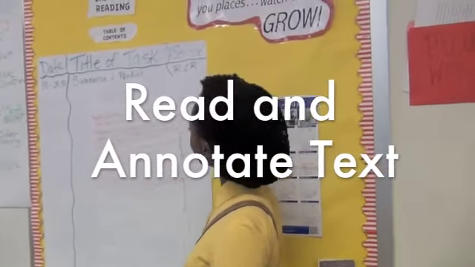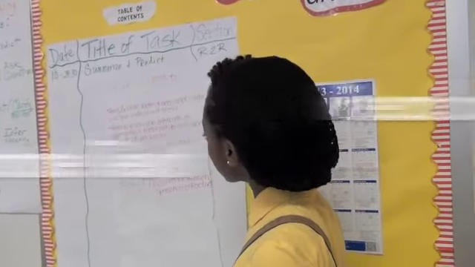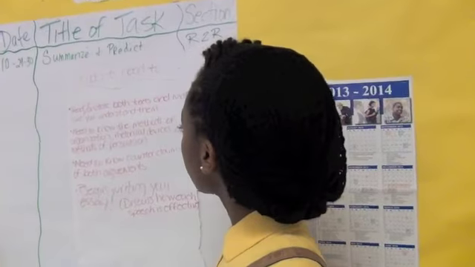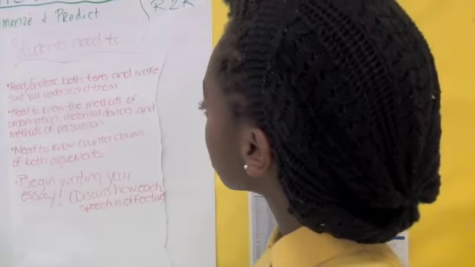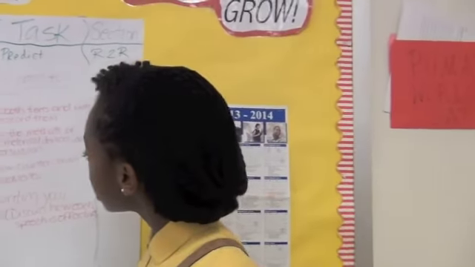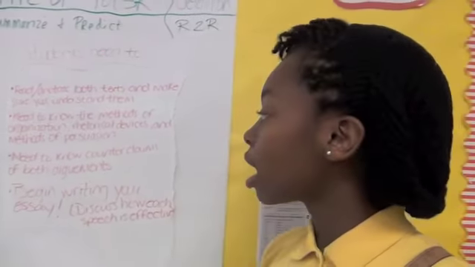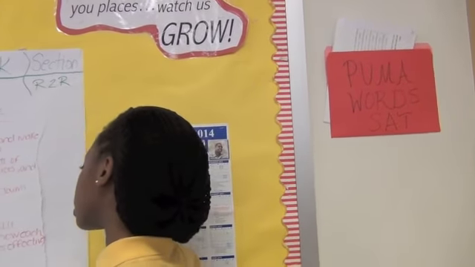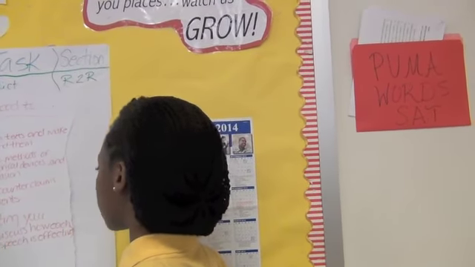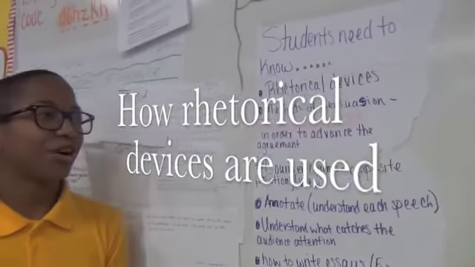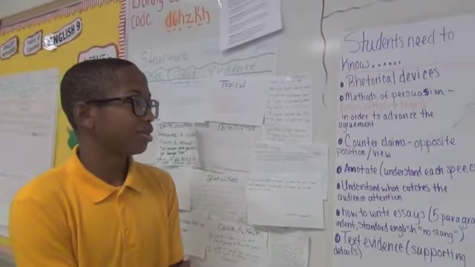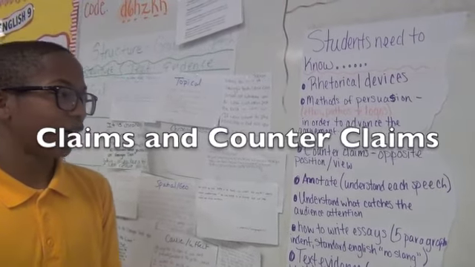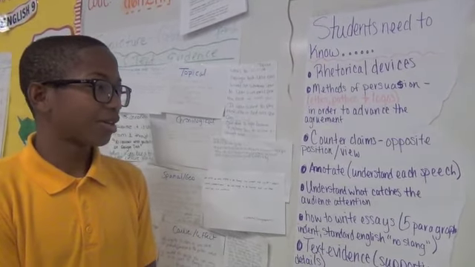Need to know how to read and annotate both texts, and make sure you understand them. You need to know how the methods of organization, rhetorical devices, and methods of persuasion work. You need to know counterclaims of both arguments, and also discuss how each speech is effective, and then begin writing an essay. Know how rhetorical devices and the methods of persuasion are being used in order to advance the argument. Students need to know what counterclaims and claims are. Counterclaims are the opposite points of view.